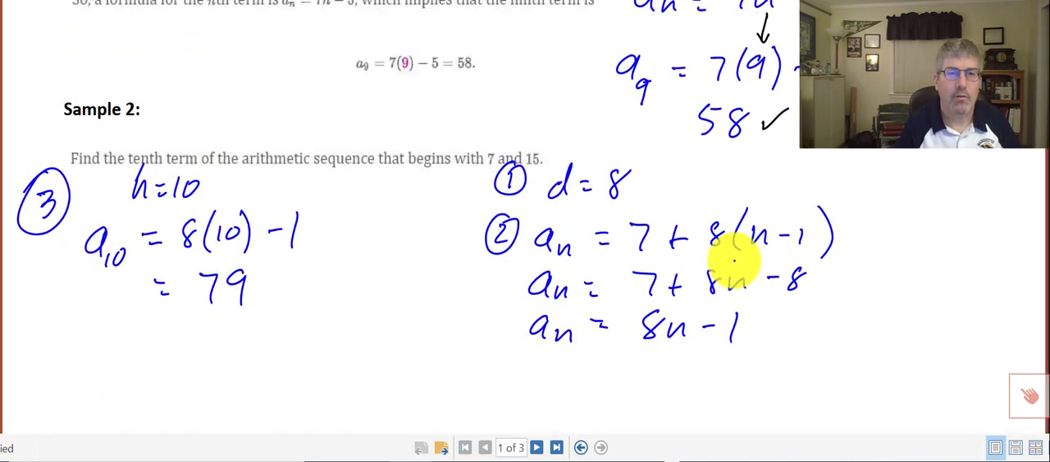So our second sample, we want to find the 10th term of the arithmetic sequence that begins with 7 and 15. So we know our difference is 8. We substitute into our formula to find the sequence. Our first term is 7 plus our difference 8 times the quantity n minus 1, and we find that our sequence is 8n minus 1. And we want to find the 10th term, so we substitute 10 in, and we get 79.